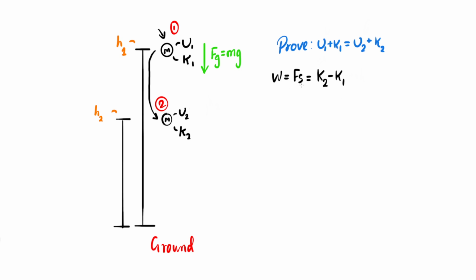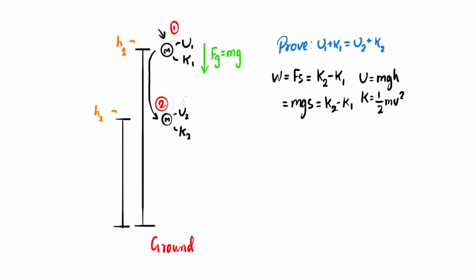And the net force on our object is mg, the force of gravity, so we can substitute for that. That is mgs is equal to K2 minus K1. We can also write U is equal to mgh, if anyone is wondering, and K is half mv squared. By the way, I'm assuming that you all know what gravitational potential energy and kinetic energy are. So with that, let's go ahead and prove it.